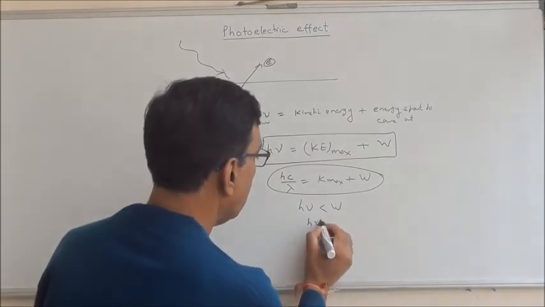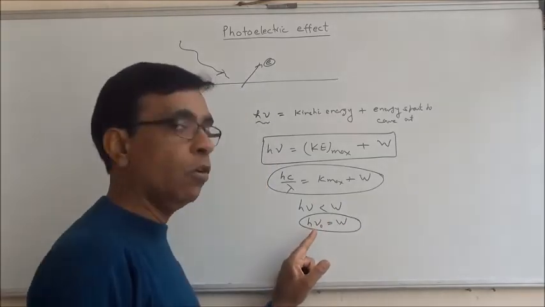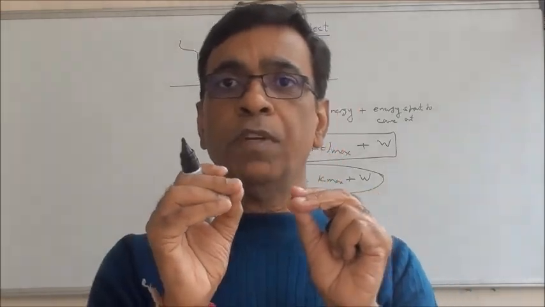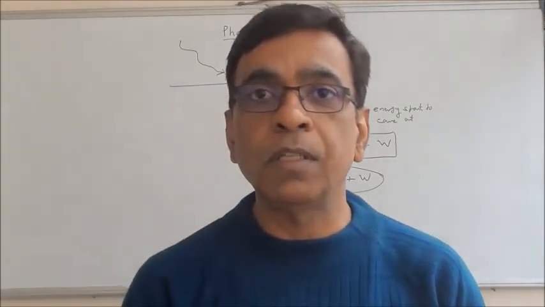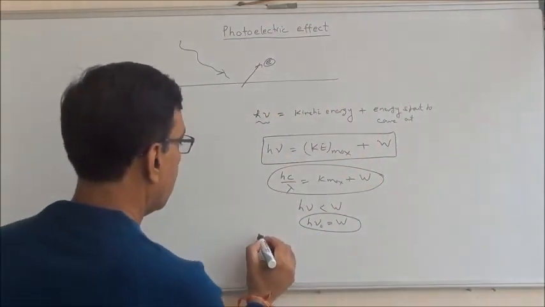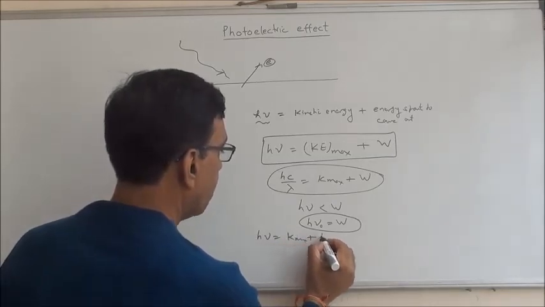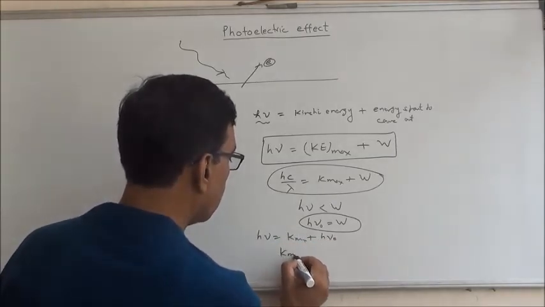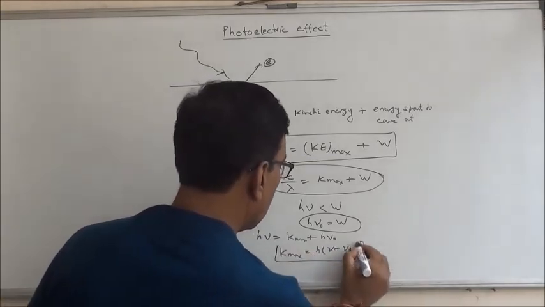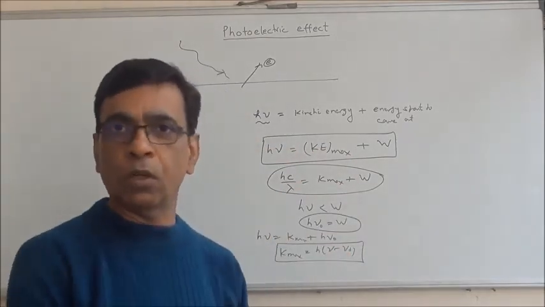So h nu naught, the minimum that is needed, is equal to W. So nu naught is threshold frequency. Threshold frequency is that frequency for which the energy of the incident photon is just equal to the work function. So now I can write this as h nu is K max plus h nu naught, or K max is h times nu minus nu naught. Just keep in mind one expression, others I am just substituting.